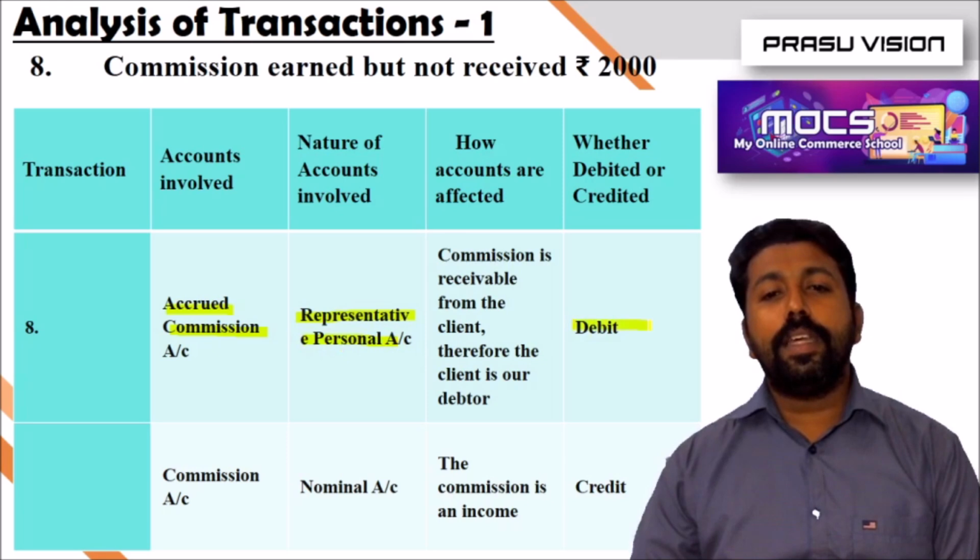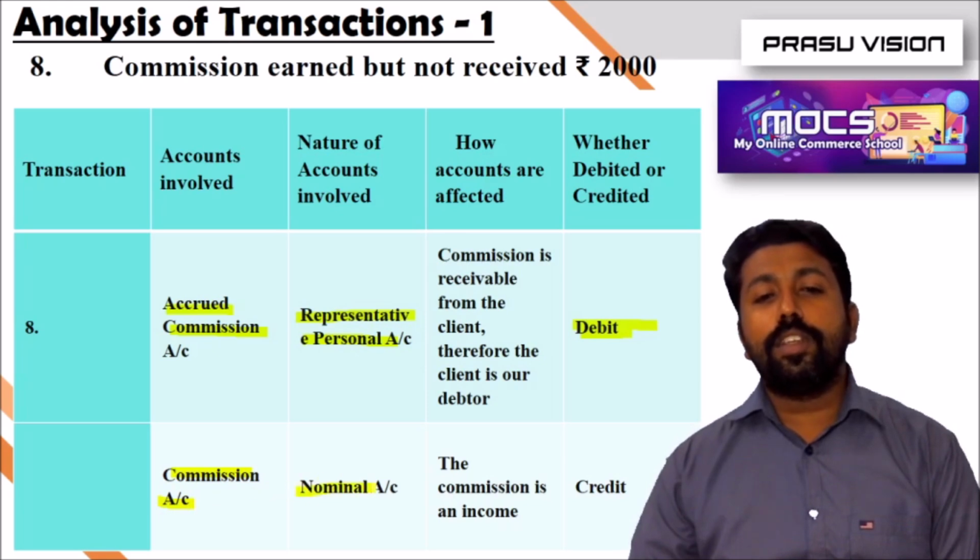So it will be debited. And commission account is an income account. We can say nominal account. The commission is an income. Remember that it is credited.